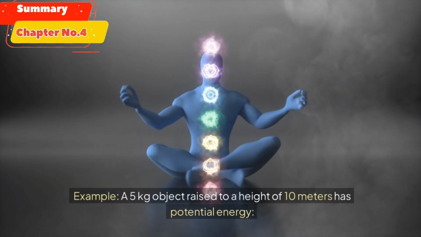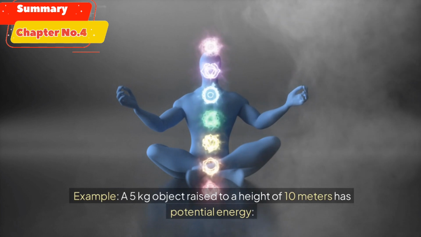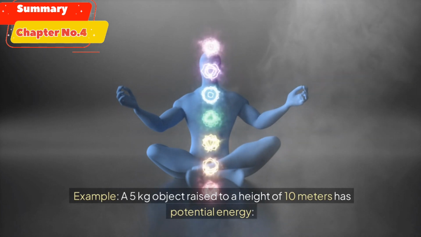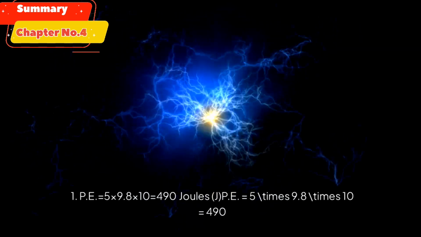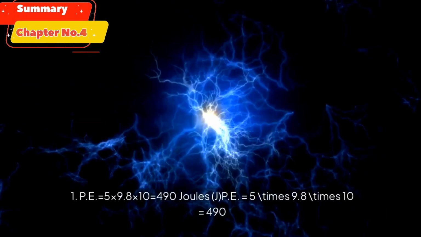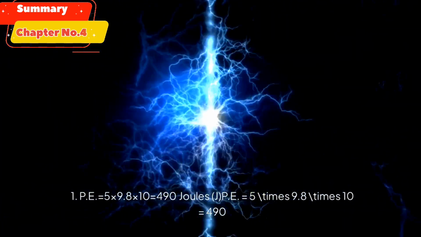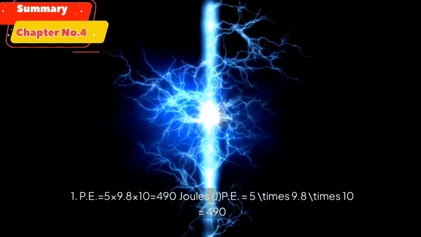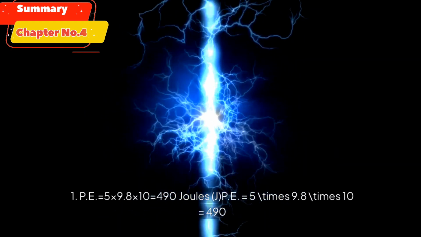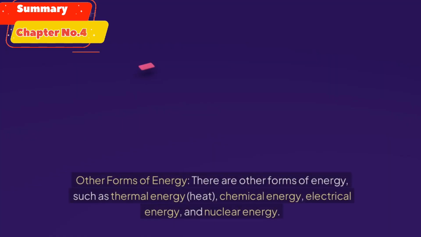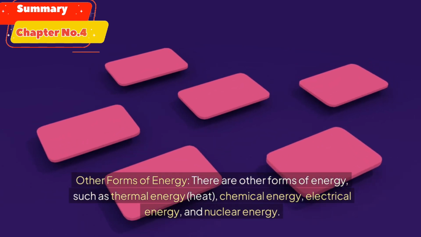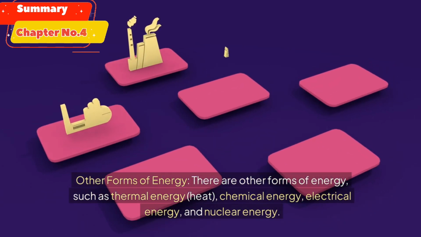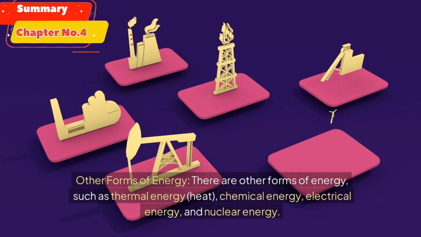Example, a 5 kilogram object raised to a height of 10 meters has potential energy PE equals 5 times 9.8 times 10 equals 490 joules, J. Other forms of energy. There are other forms of energy, such as thermal energy, heat, chemical energy, electrical energy, and nuclear energy.